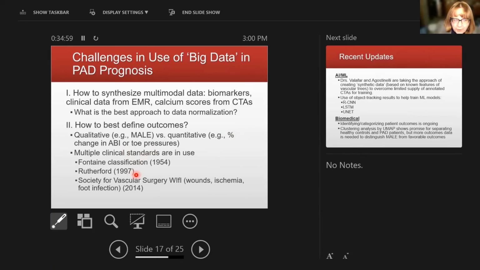This is complicated by the fact that there are multiple clinical standards in use, and we need to work with our clinical partners to try to translate the visit notes from the electronic medical records into these different categories that are used to define the progression of the disease.